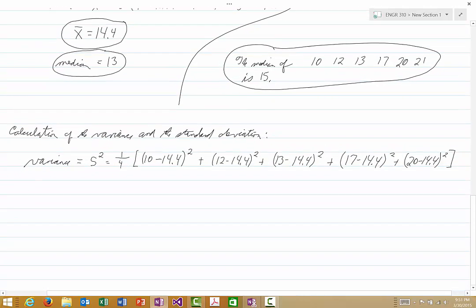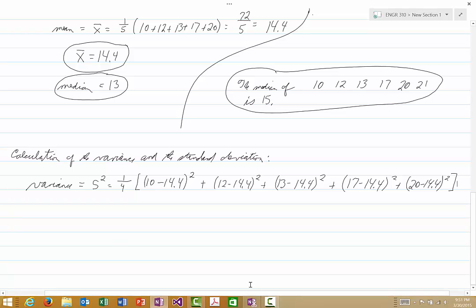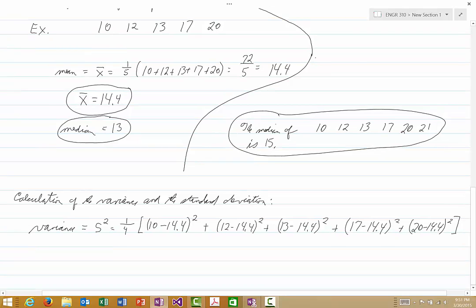So we take each data value that we have, 10, 12, 13, 17, and 20. We take each one of those, and each time we're going to subtract from that value the mean value that we calculated, and then we're going to square the result. We'll add all those squares together and multiply by 1 over n minus 1, where n is the total number of data values we have.